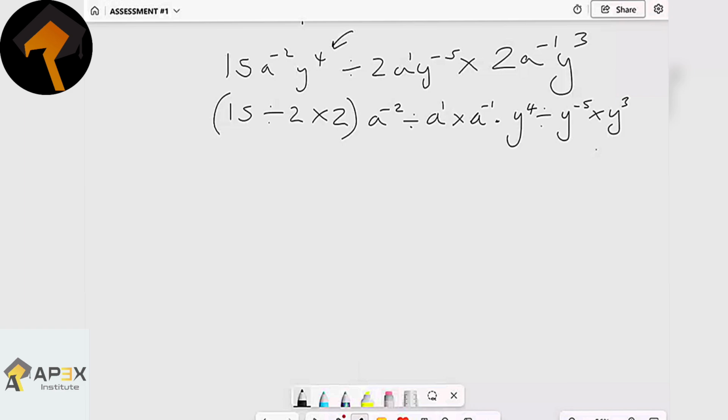All right. Now with that said, 15 divided by 2 times 2 is still going to be 15, because 15 divided by 2 is 7.5. 7.5 times 2, that's going to still be 15 here.